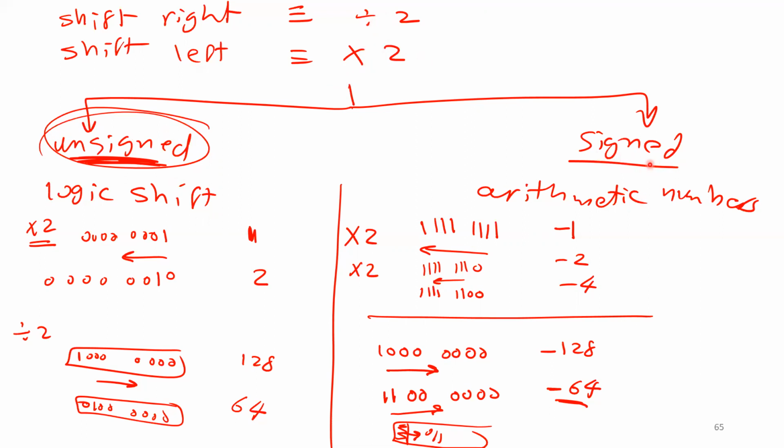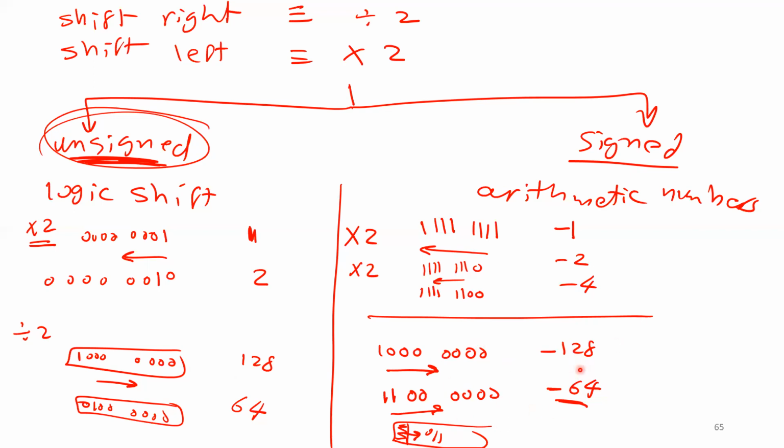But if your numbers are signed, you have to use arithmetic shift. For shift left, as I told you, it doesn't matter because logic shift left is similar to arithmetic shift left. However, what matters more here is the right shift. Look here, this is a very good example. If I have 1000 0000, and this is a signed number, this should be negative 128, right? If I use arithmetic shift right and shift by 1, by the last bit, now I get minus 64, which is correct.